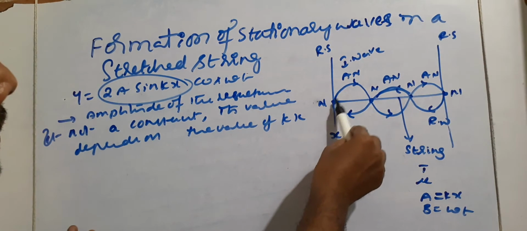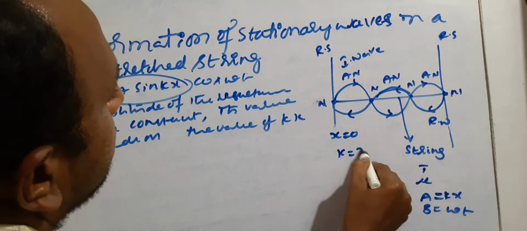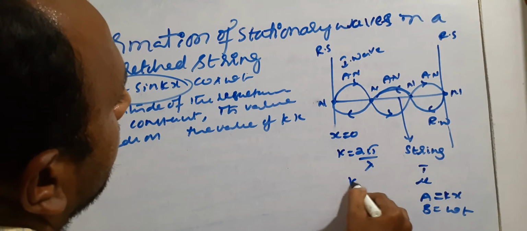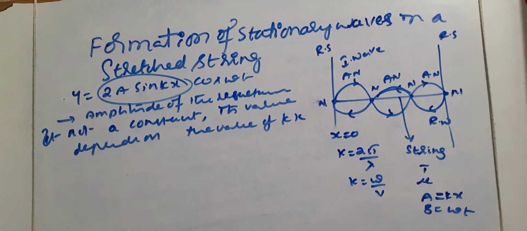So here lambda by 4, lambda by 4, lambda by 4, that is x, and k is nothing but 2 pi by lambda, or k is also given by the formula omega by v, where k is a propagation constant or angular wave number or wave vector. The number of wavelengths present in a distance of 2 pi is called k. So it is denoted by k, the propagation constant.